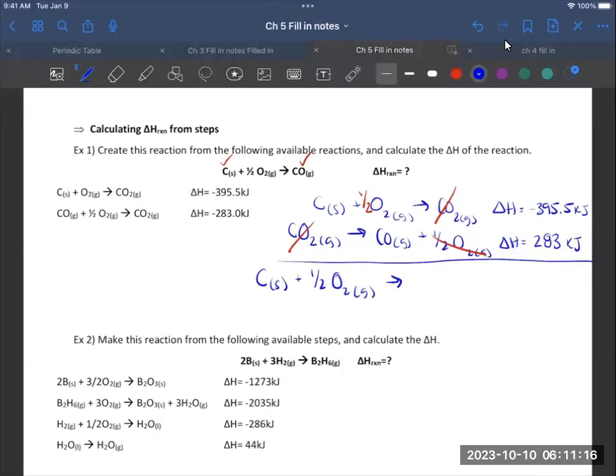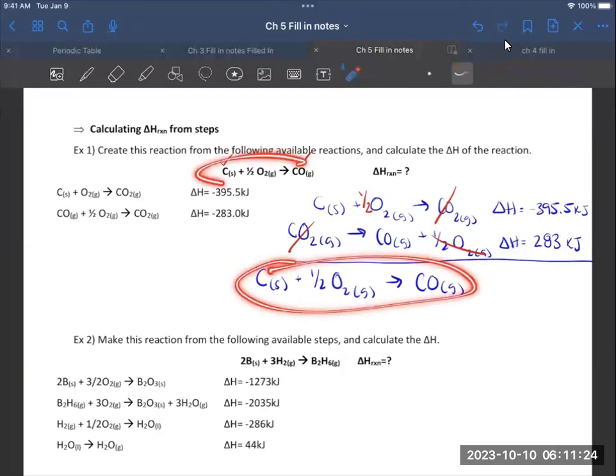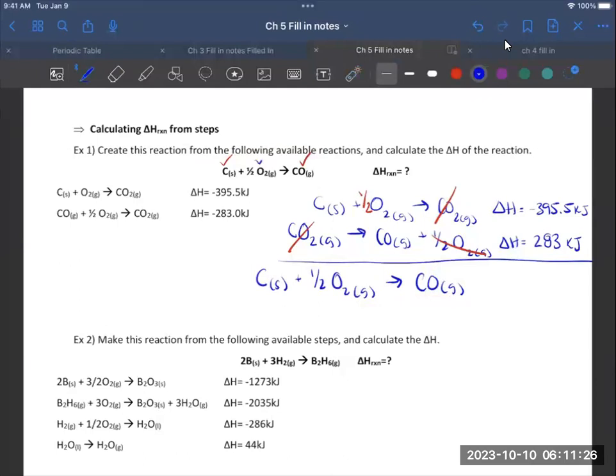And then copy everything left on the product side. And I have that good. And would you look at that? This matches this. So now I have all the parts covered that I needed. Okay. Now to get the overall delta H, what I'm going to do is add these guys up.